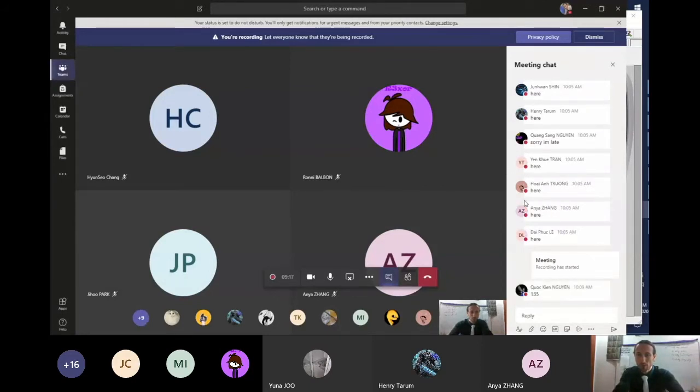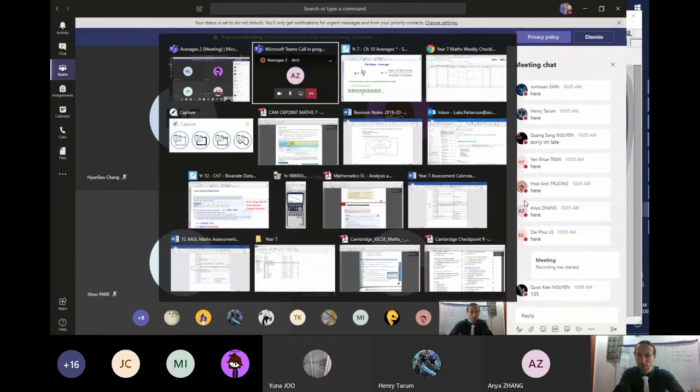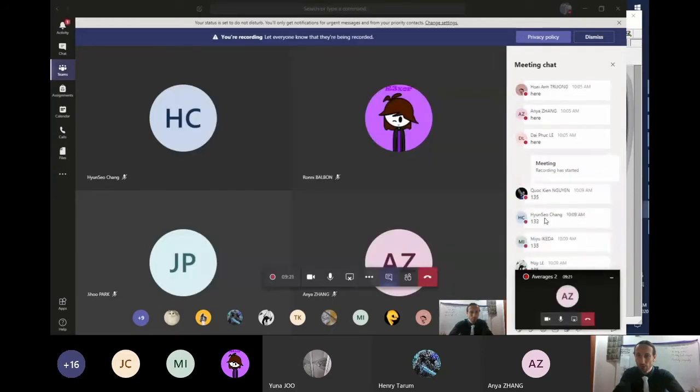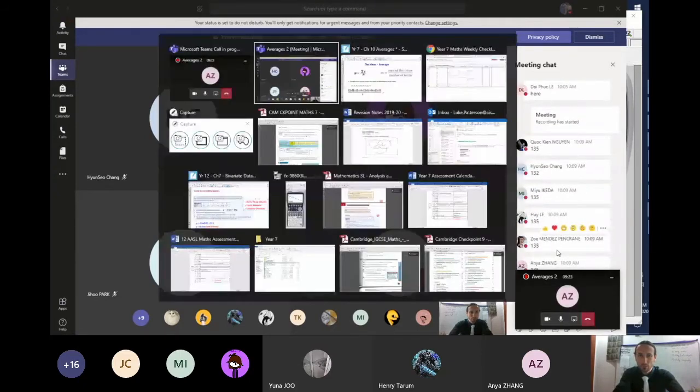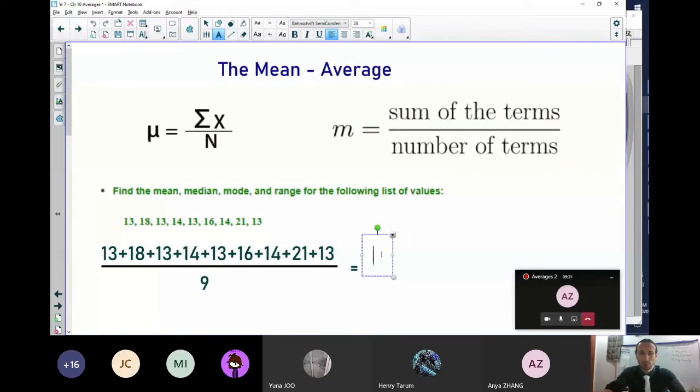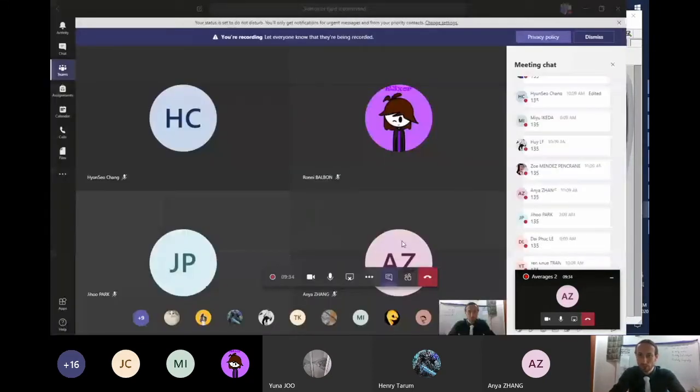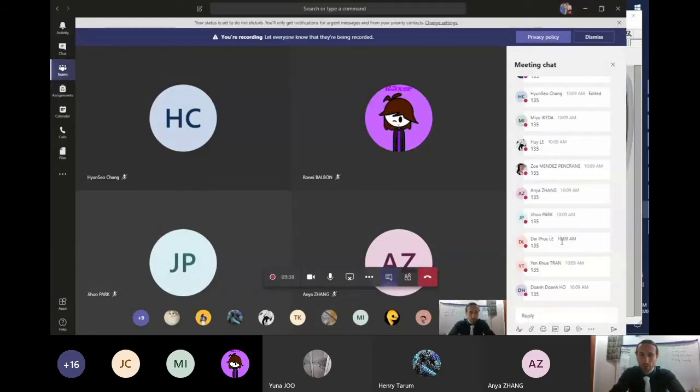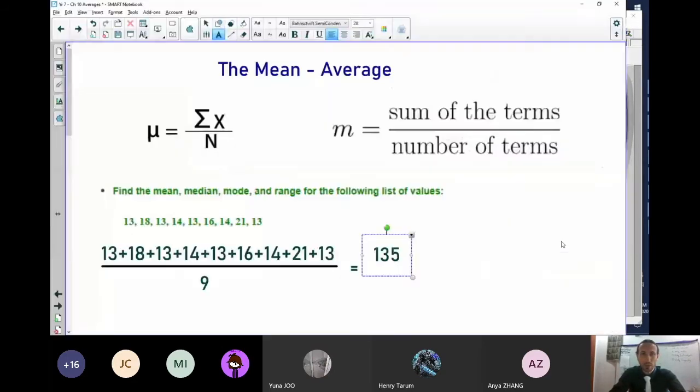135, we've got, Benny's got 135, 132, 135. Okay, so if we add all of these together, we should get 135, I think is the answer. Let's have a look here. Everyone agrees 135? Excellent.